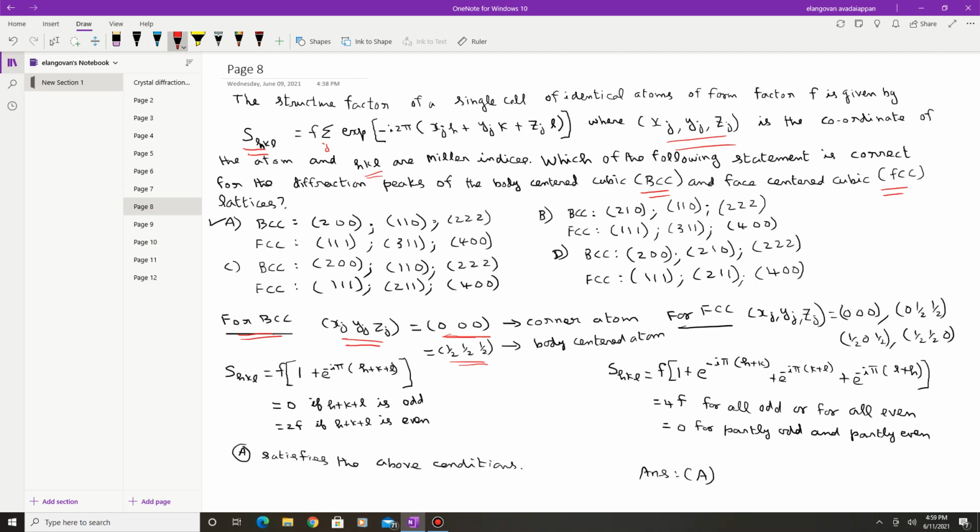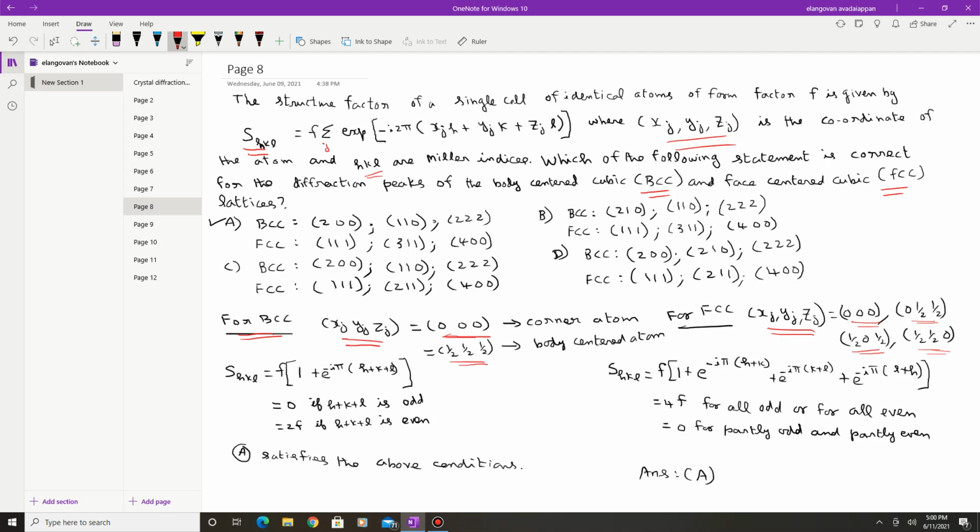For FCC, there are 4 atoms. The positions of the atoms are at 4 positions. One is at the corner, another is at 0 half half, the second face. Half 0 half is the position of another atom, and half half 0 is the position of the 4th atom, on the third face. There are 3 atoms at the face centers and 1 at the corner. So these 4 atoms are the positions of the atoms in the FCC lattice.